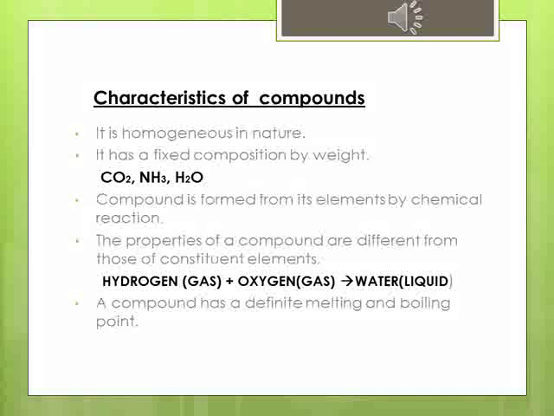Every compound that we have, like the boiling point of water, is 100 degrees Celsius. So each and every compound that we come across carries its own particular melting and boiling point.